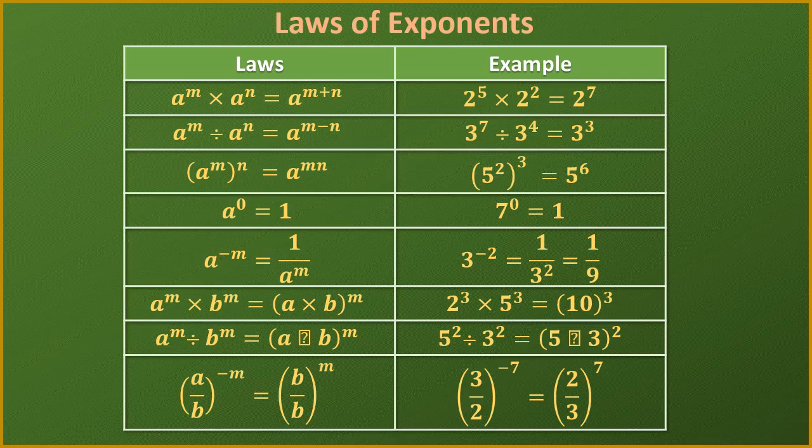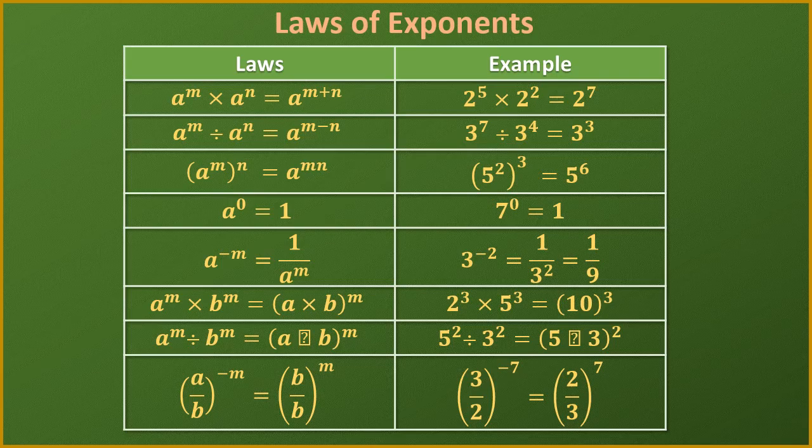So if two terms are in multiplication and their bases are the same, we will add their powers. Look at the example: 2 to the power 5 into 2 to the power 2. Look at the bases. Bases are the same here, 2 only is given, and look at the powers 5 and 2. So we shall add the powers because the terms are in multiplication and their bases are the same.